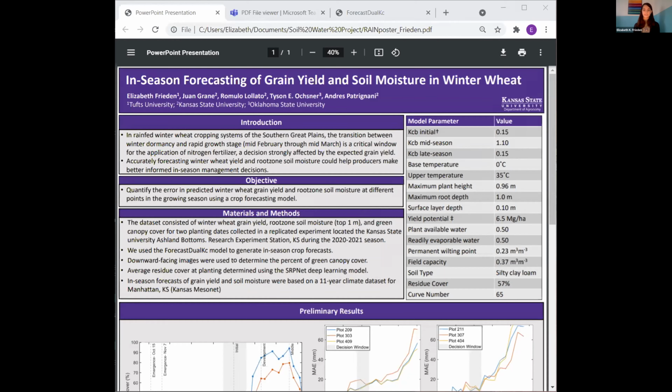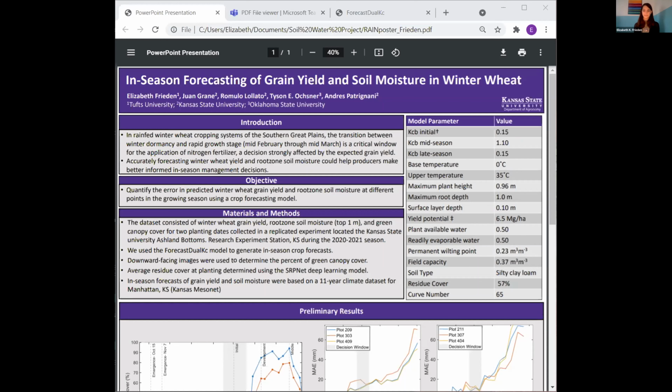And then the data for this project came from 8 plots in the Ashland Bottoms and 2 replications. 4 of them had an October 15th, 2020 planting date, and 4 of them had a November 7th, 2020 planting date. And all of these 8 plots were growing winter wheat.